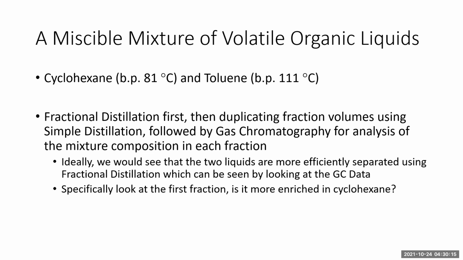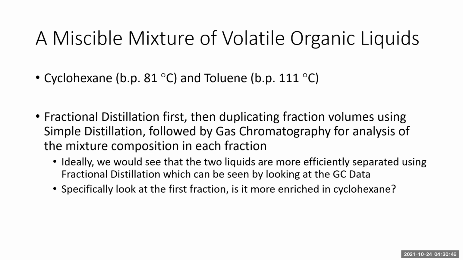Okay, so let's talk about the experiment, right? So for part A and B, we've got this miscible mixture of pretty volatile organic liquids. We have cyclohexane, boiling point of 81, and toluene's boiling point is 111 degrees Celsius. So you can see those temperatures are pretty close, right? 30 degrees apart means that a simple distillation is unlikely to be effective at separating those two components.